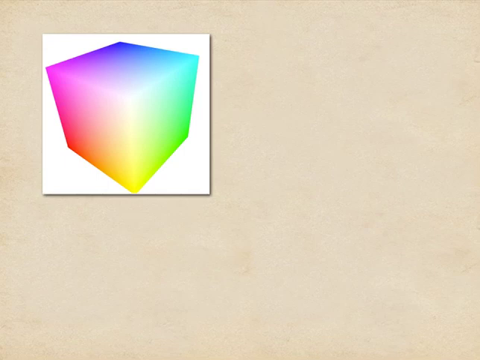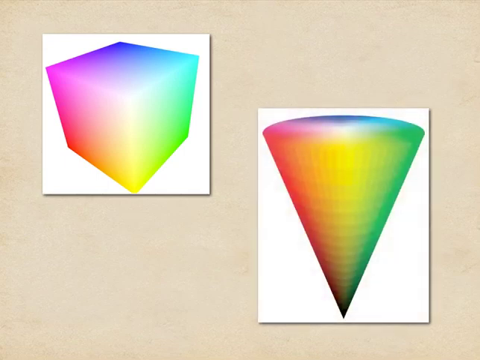The second method is the HSB system. Again, we give Processing three numbers, this time describing the hue, saturation, and brightness of the color. I discussed each of these in their own videos.